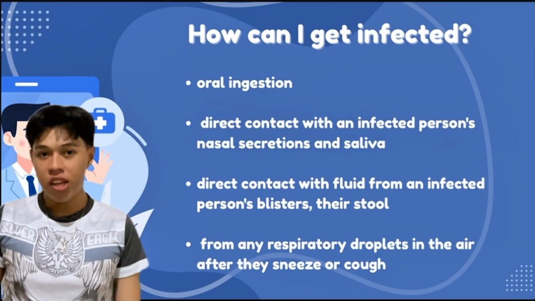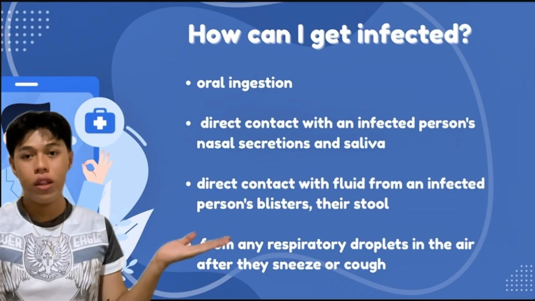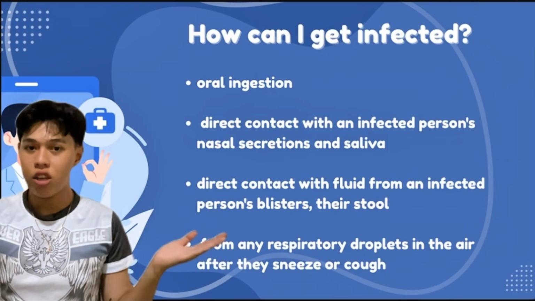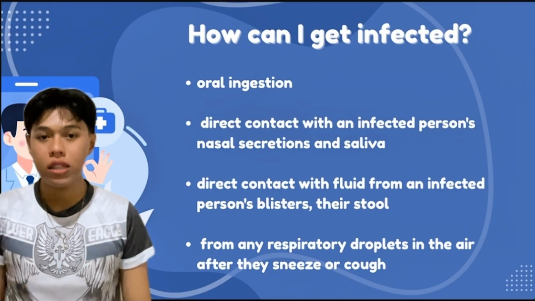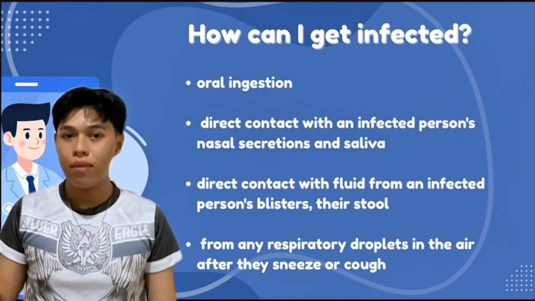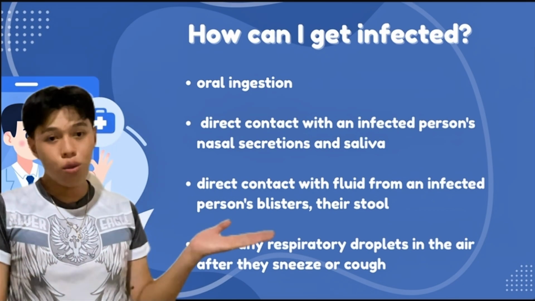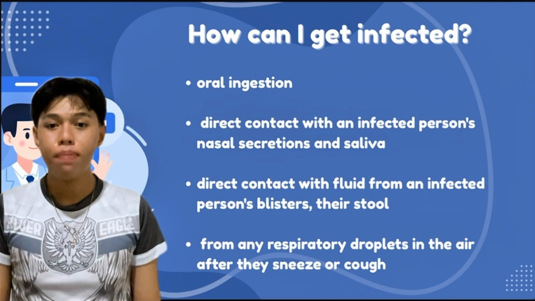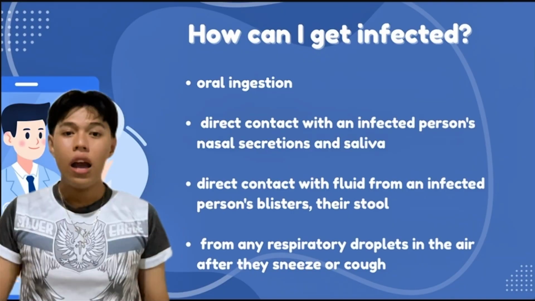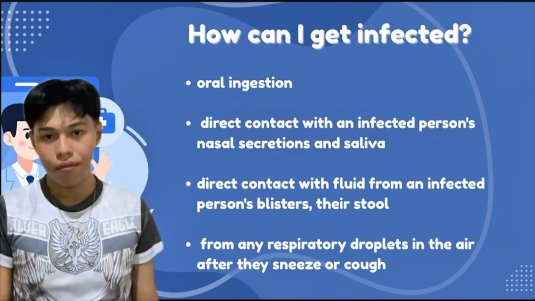So how can I get infected? Number 1 is oral ingestion: direct contact with the infected person's nasal secretions and saliva, direct contact with the fluids of an infected person's blisters and their stools, or from any respiratory droplets in the air after they sneeze or cough.